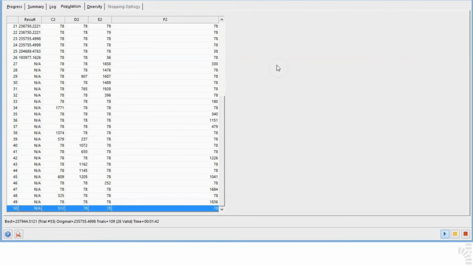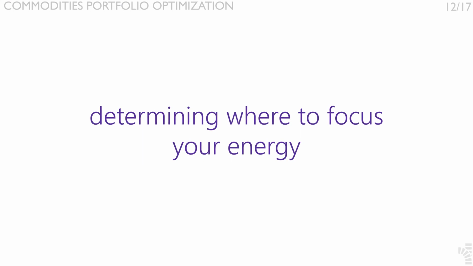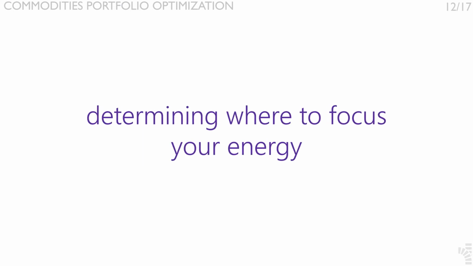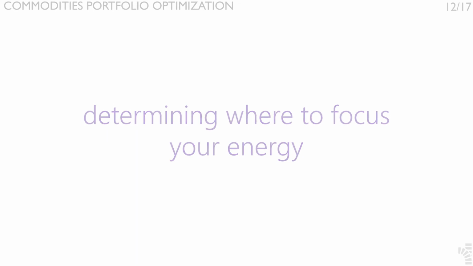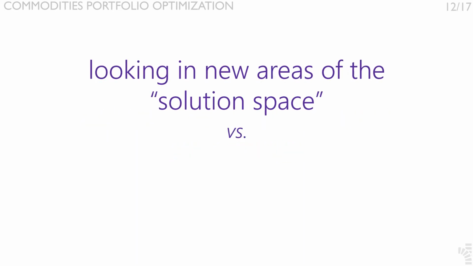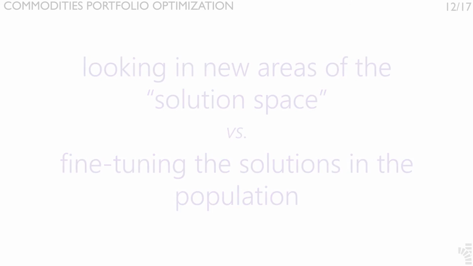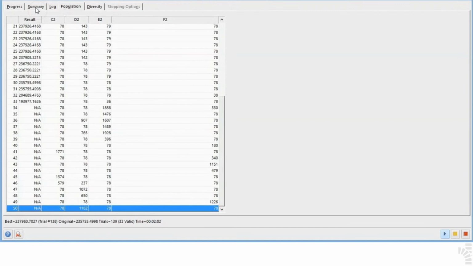One difficulty with optimization, when your problem has seemingly endless possibilities, is in determining where to focus your energy. In other words, how much computational time should be devoted to looking in new areas of the solution space and how much time should be devoted to fine-tuning the solutions in the population that have already proven to be fairly good. A big part of the GA's success has been attributed to its ability to achieve this balance.